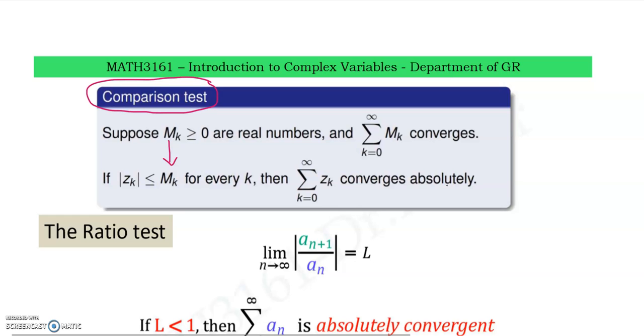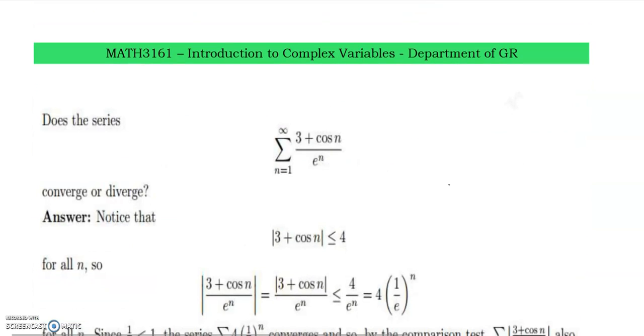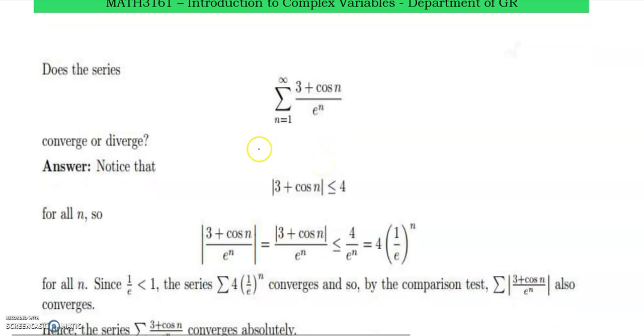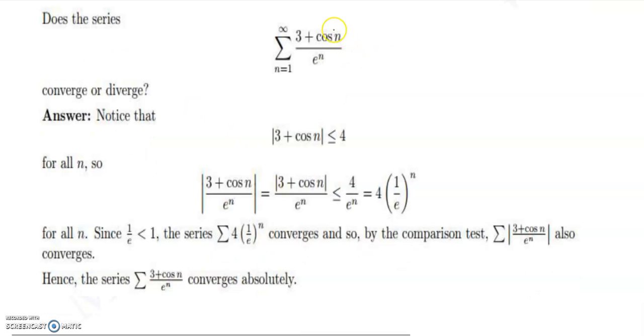Now we see the question for this comparison test. Does the series converge or diverge? What is the given series? The sum from n equals 1 to infinity of (3 plus cosine n) over e to the power n. Now we are going to check whether it converges or diverges by the comparison test. Now see the numerator value, 3 plus cosine n, where n varies from 1 to infinity.